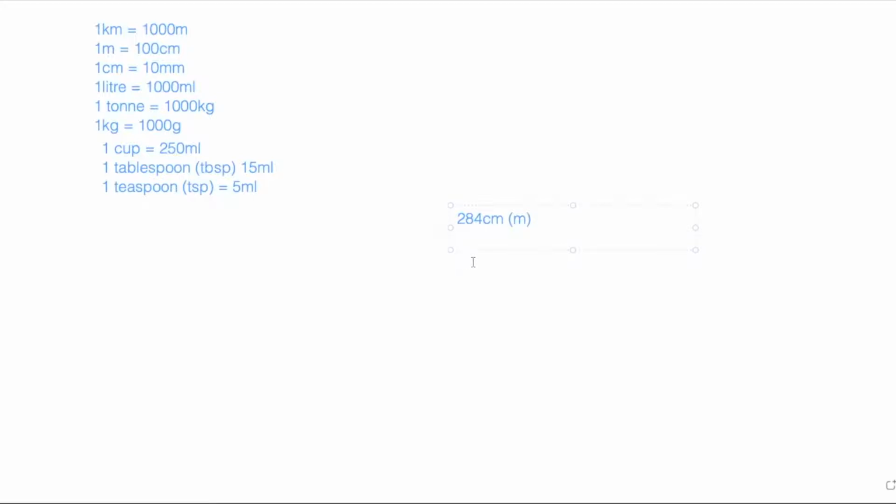So what do we do here? Because we are using memory, we are not using a calculator. It's 284 divided by 100, because centimeters are smaller than meters. So we are going to move 2 spaces. So how many meters is it? It's 2.84 meters. I hope I'm making sense.